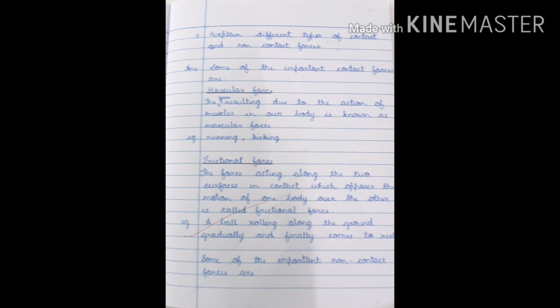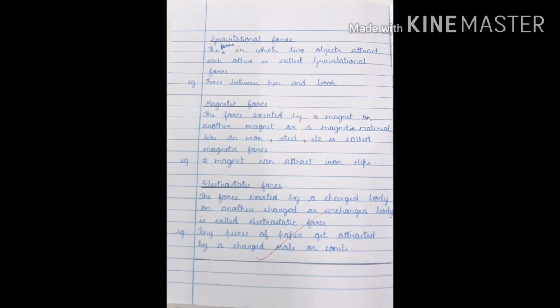Some of the important non-contact forces are gravitational force. The force by which two objects attract each other is called gravitational force. Example, force between pen and book. Magnetic force. The force exerted by a magnet on another magnet or a magnetic material like iron, steel, etc. is called magnetic force. Example, a magnet can attract iron clips. Electrostatic force. The force exerted by a charged body on another charged or uncharged body is called electrostatic force. Example, tiny pieces of paper get attracted by a charged scale or comb.